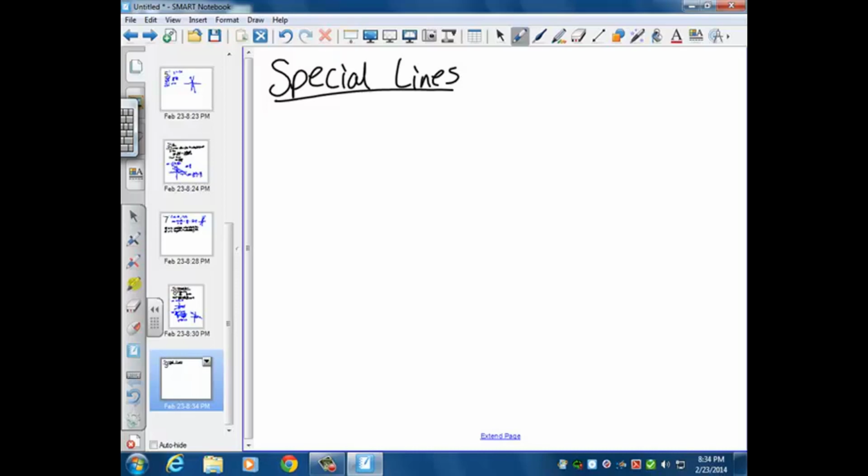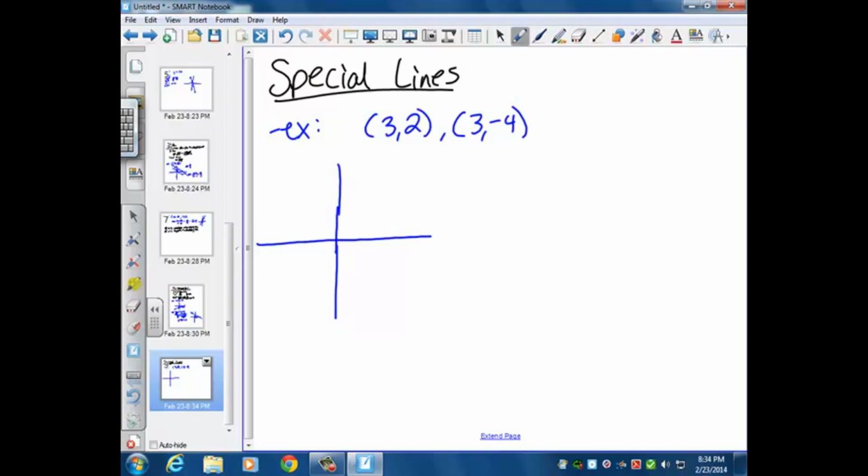So let's just start off. Let's say I am given the points (3, 2) and (3, -4). I'm going to plot those, see what it looks like. We're not asked to do anything specific here yet, I'm just going to start looking at this. So (3, 2), and then (3, -4). If I connected those two points, my line would be straight up and down.